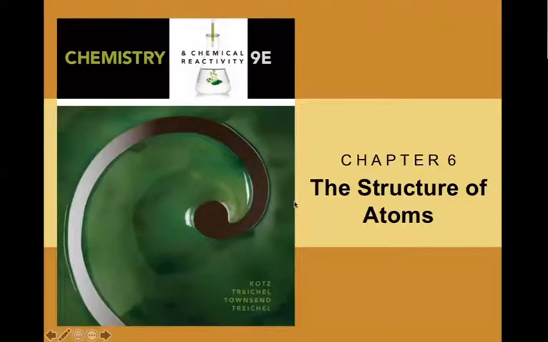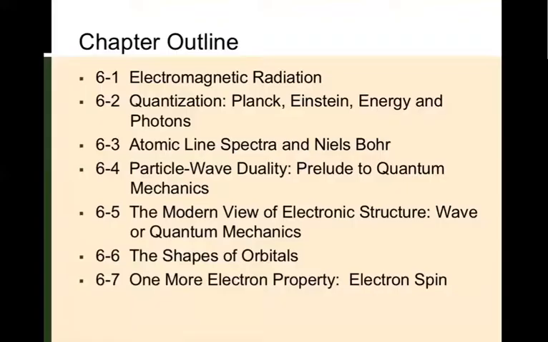Okay, welcome back. Let's have a look at the structure of atoms, starting with chapter 6. So a quick overview of the chapter, we'll be looking at electromagnetic radiation, quantization, such as taking into consideration the theories of Planck, Einstein, also looking at energy and photons.